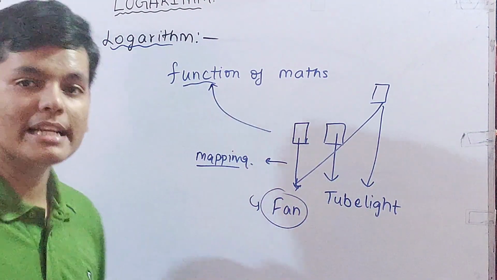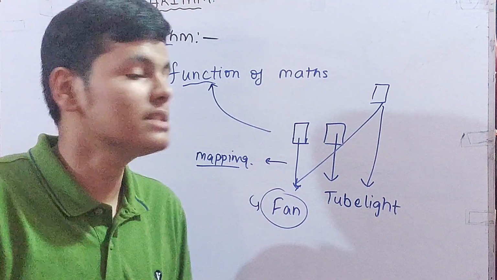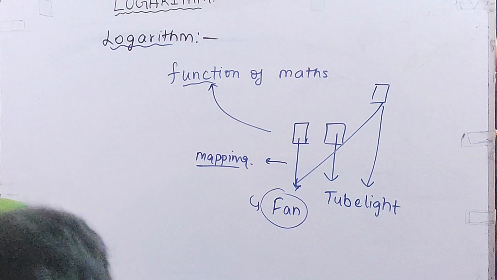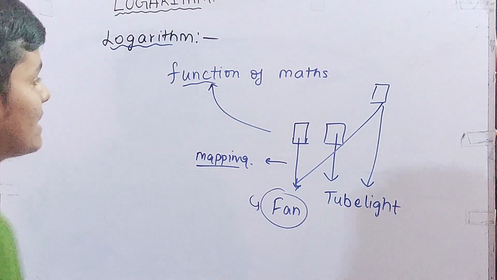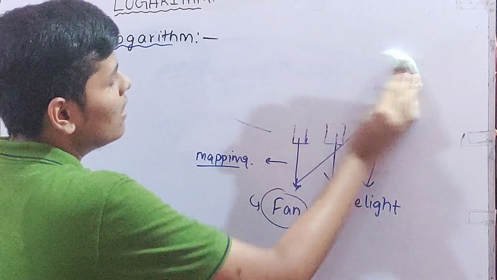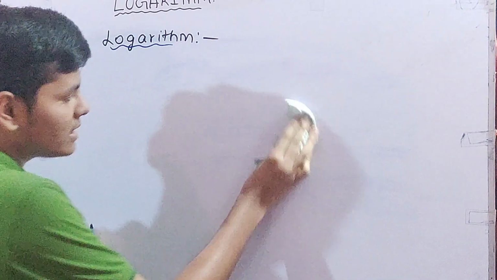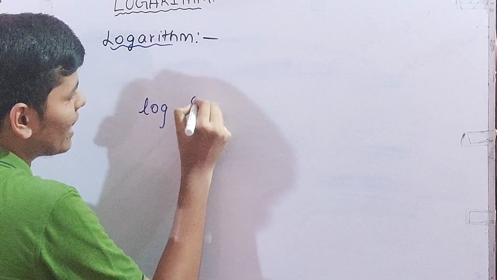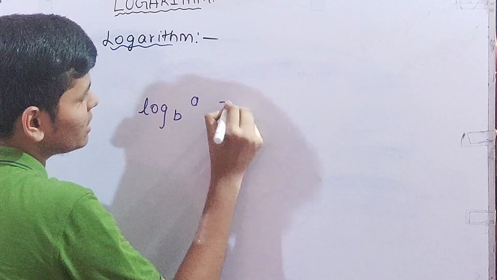This topic will be learned in detail in the topic of relations and functions, but here we need to understand that logarithm is nothing but a function in mathematics. Now we have to learn about the basic representation. The representation of logarithm goes like this: log of a to the base b is equal to c.